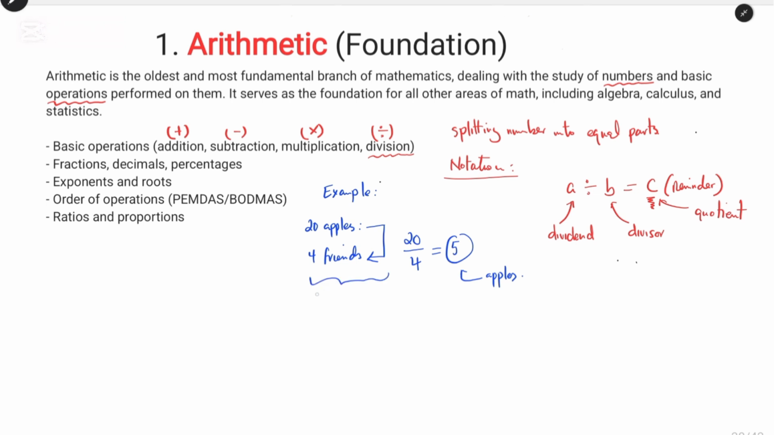Another example is to do with the calculation of the rate. You want to find the rate, for example, speed.